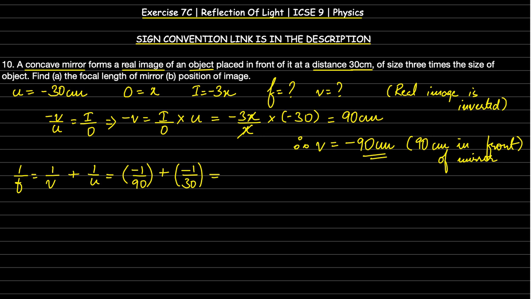So we can write that as minus 1 divided by 90, plus into minus is minus, so minus 1 by 30. Now I would be taking the LCM of 90 and 30, so that happens to be 90 itself. So here what I get is minus 1, and here it is minus 3. So we get minus 1 minus 3 divided by 90.